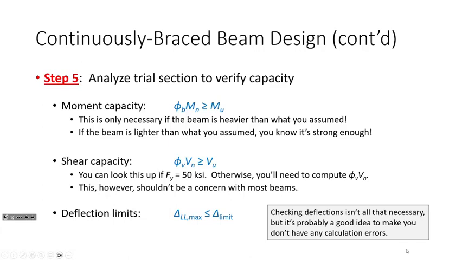So if you assume the beam weighs 50 pounds per foot and you pick something like a W30 by 118, well that beam's heavier, that means the moments are higher than what you assessed. Checking deflection limits really isn't all that necessary, but it's probably a good idea just to make sure you didn't mess anything up with hitting buttons in your calculator.